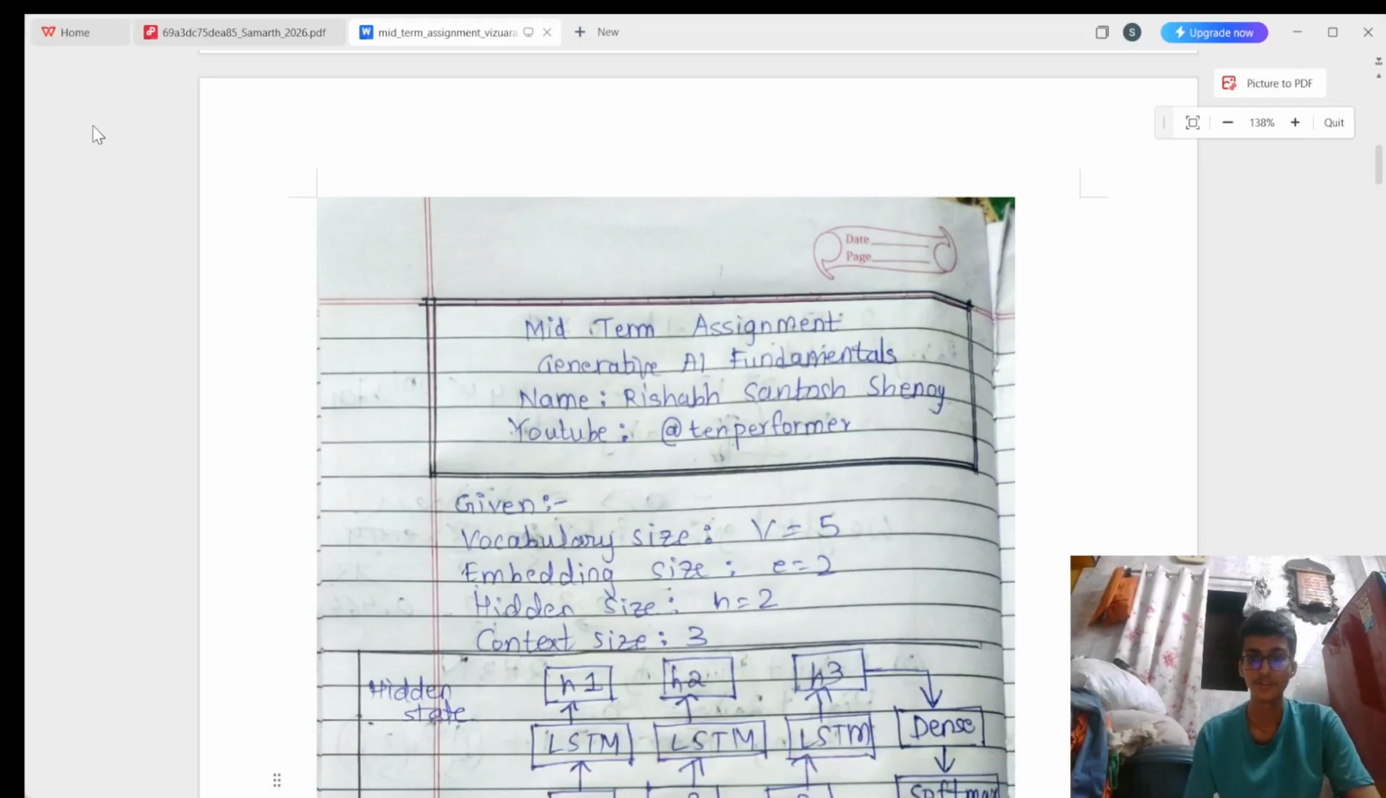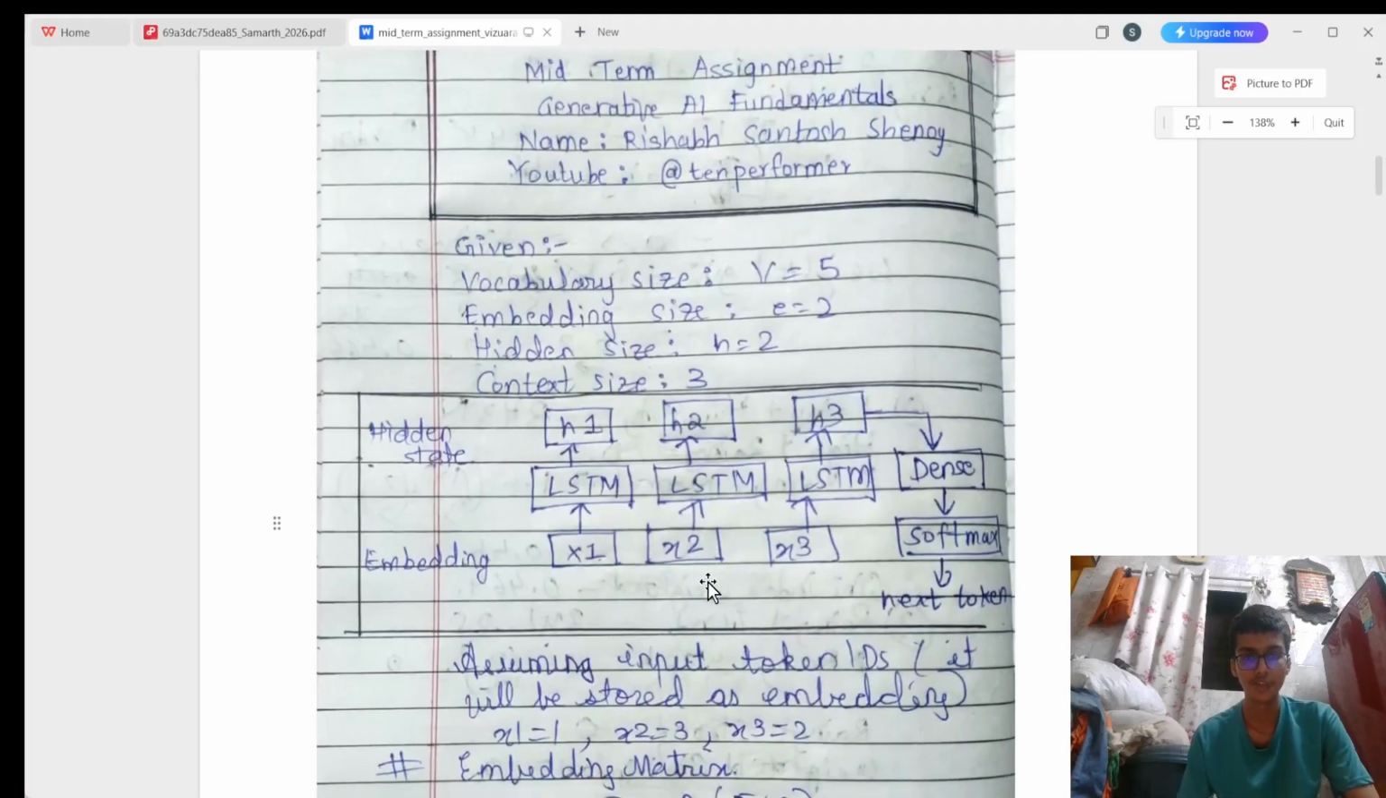Good morning everyone. Today I'm going to share with you guys how I have performed the LSTM calculation, which is handwritten, and I will be explaining all the theoretical concepts behind this. Before going into the numerical part, I'll just explain a few things about this diagram first.